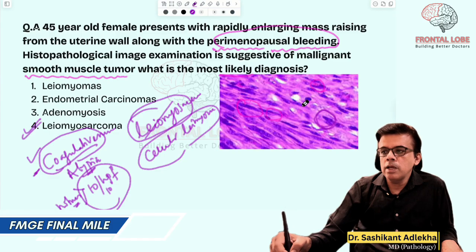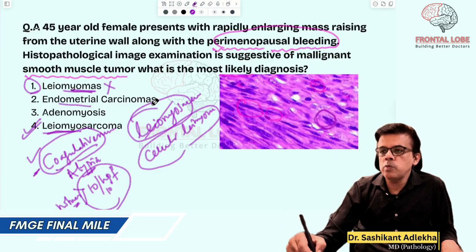Here atypia is seen, and we are not able to demonstrate coagulative necrosis and mitosis, but atypia is markedly noted. Elongated cells with hyperchromatic nuclei and nuclear pleomorphism are seen as well. This is a characteristic feature of leiomyosarcoma, so we will go with the diagnosis of leiomyosarcoma. Leiomyoma can be there, but as this is suggestive of malignant transformation, with atypia, this is ruled out. Endometrial carcinoma is not a smooth muscle tumor, it is derived from endometrial tissue, so by definition it is ruled out.